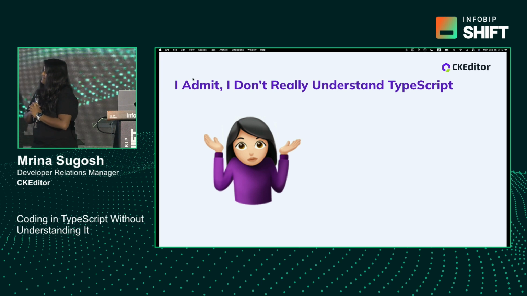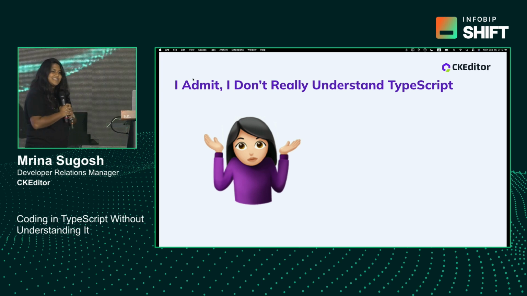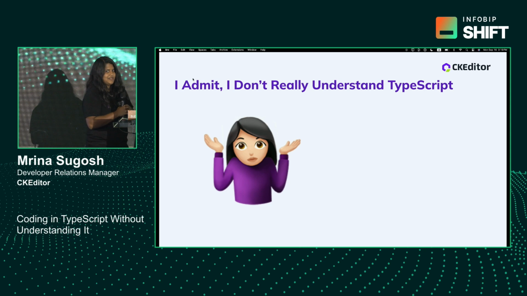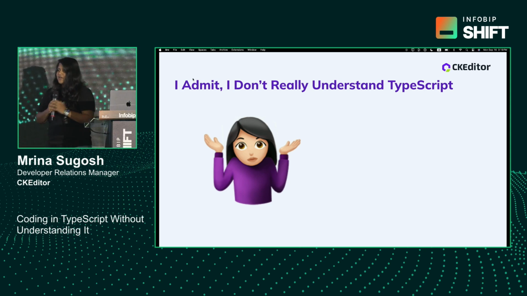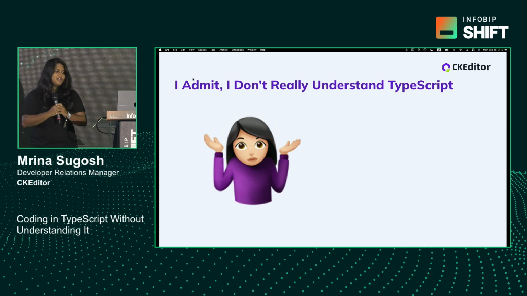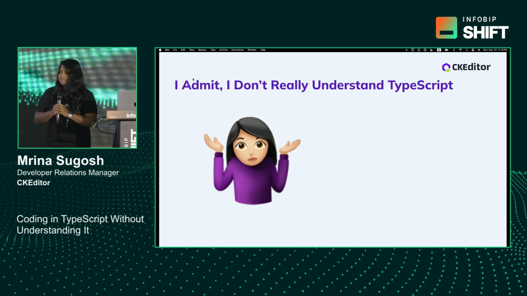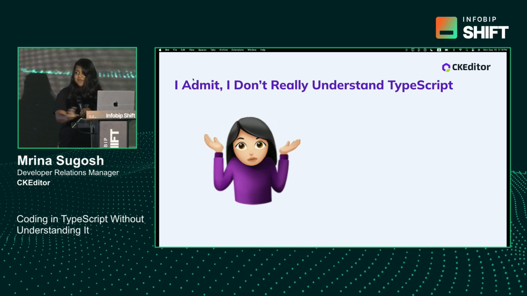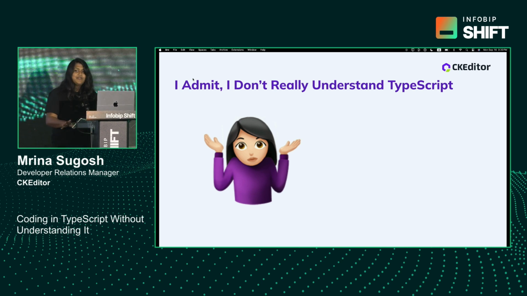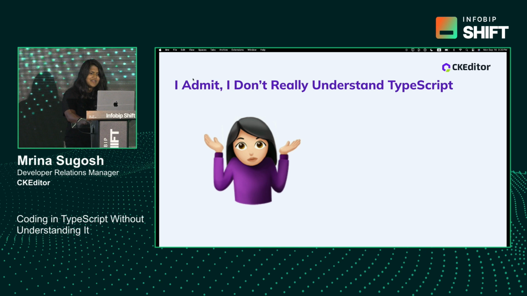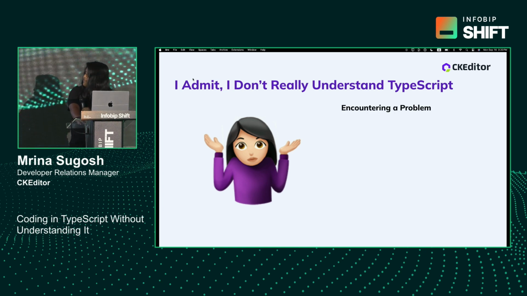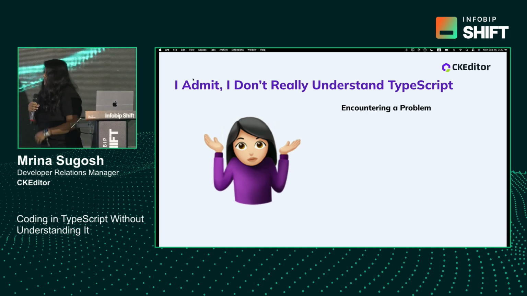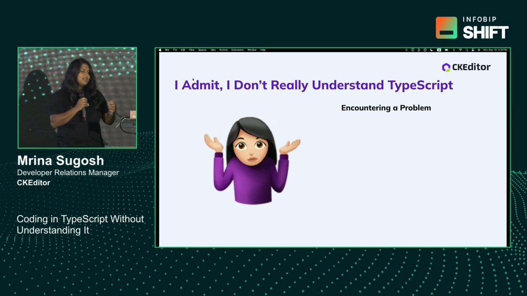So I admit, I don't think I fully understood TypeScript when I started coding in it. And I kind of just went with the flow. I said, hey, I'm adding types to all of these variables. Looks pretty interesting. Let's go with it. And then I used it regularly, right? Mind you, I've been using it for like 3 to 4 years. And there were times where I didn't really understand it. So what happened? I encountered a problem, just like everyone here might have done.